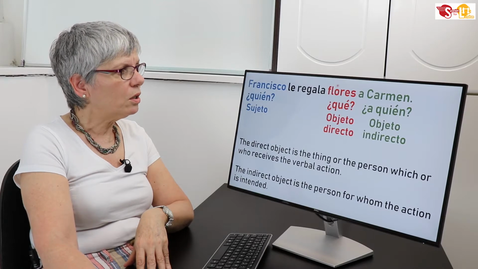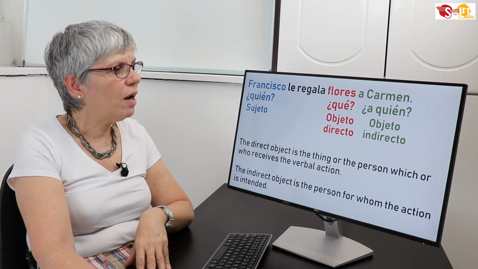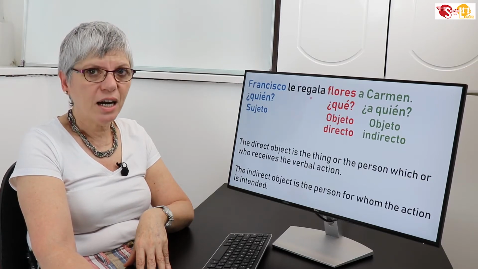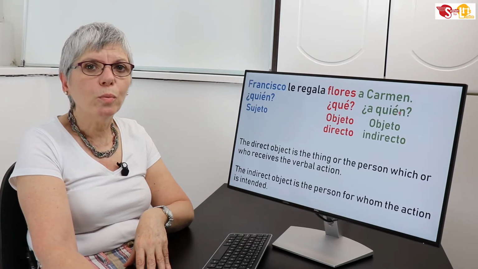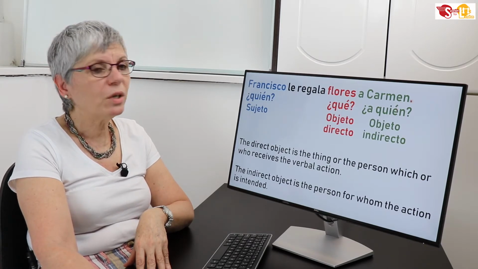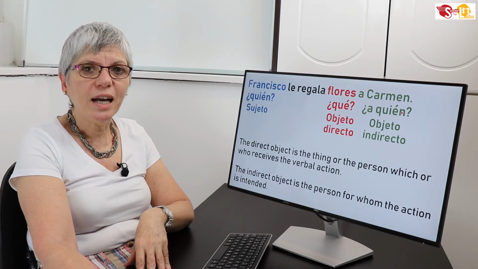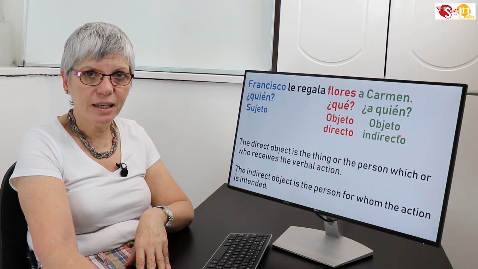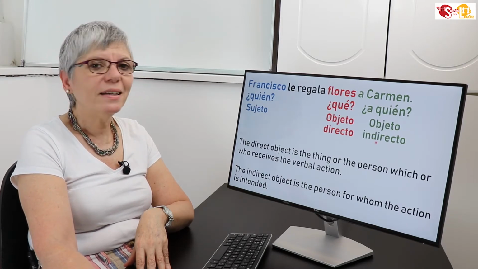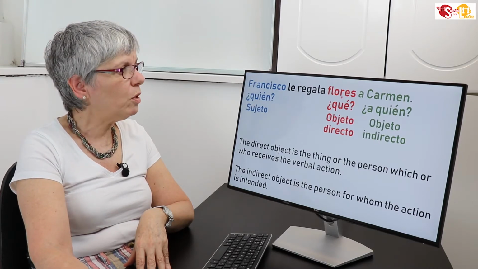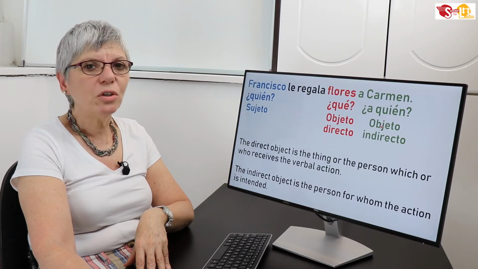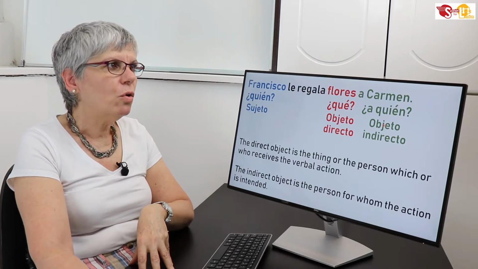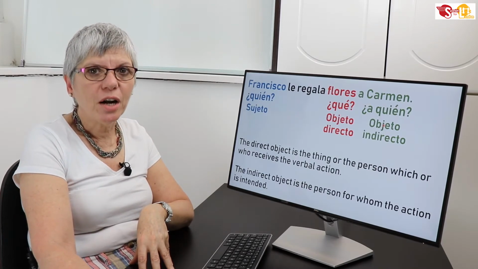Now, what does Francisco give to Carmen? Flowers. This is called the direct object because it's the object of the action. And finally, to whom does Francisco give the flowers? To Carmen. This is the person for whom the action is intended, and this is called the indirect object, objeto indirecto. So if you recognize clearly these three elements in a sentence, you will be able to understand a lot of tricky words like me, te, se, lo, la, etc., which are pronouns.